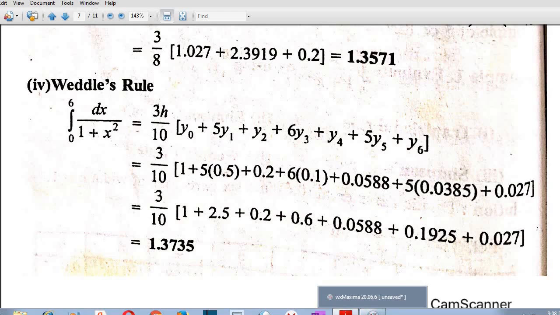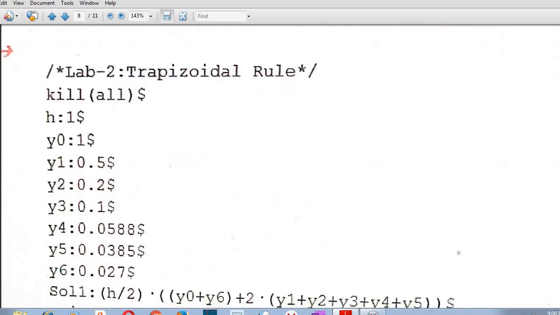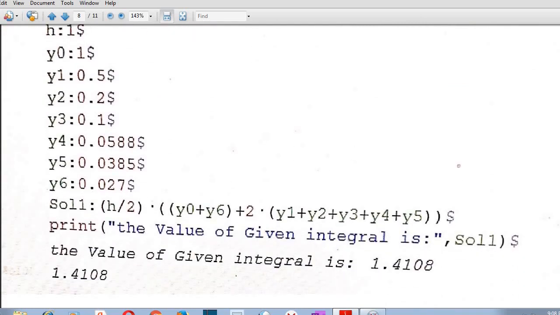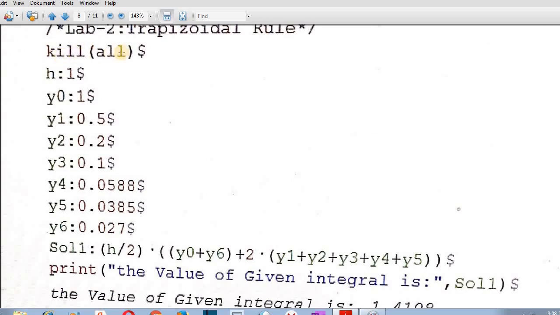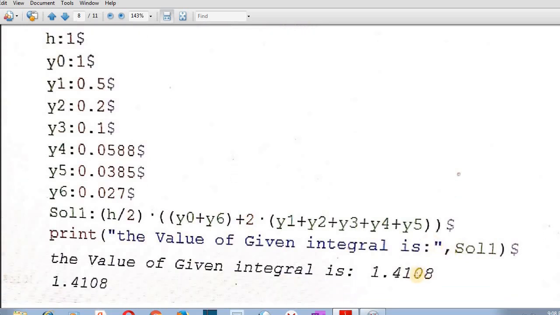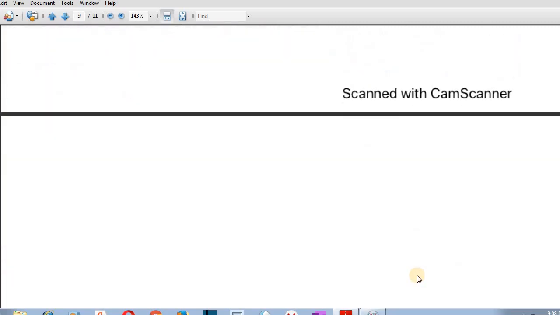So this is how we are finding the solution of the given integral using these 4 methods, and these 4 programs we can write separately also. Just I will show here the same programs. See here, trapezoidal rule. First I write the h value and y values and type solution 1, the trapezoidal rule, and print the value of the integral as solution 1, and the output will be this. Similarly, I have pasted all 4 programs here.